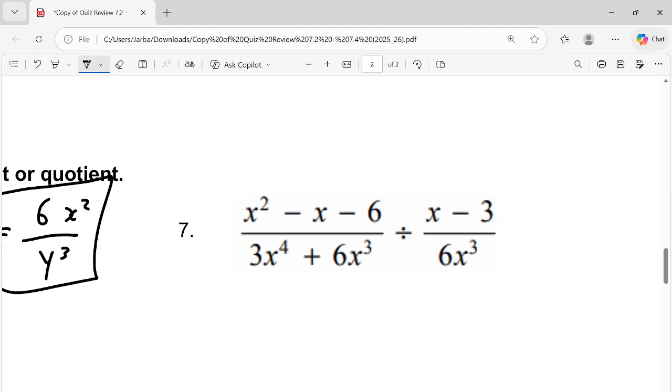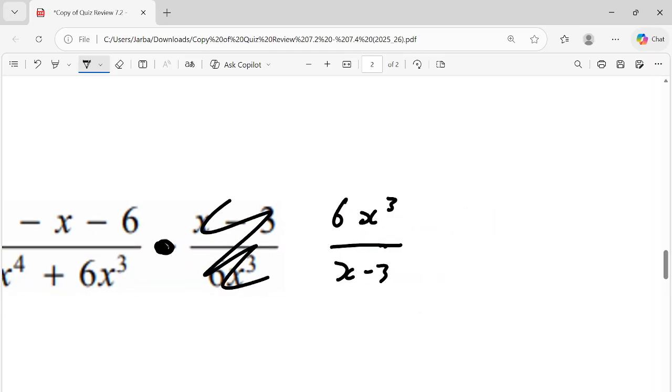Alright, now we are dividing, right? So this is going to be the same thing as, or actually, I'm not going to rewrite the whole thing. This is the same thing as multiplying by 6x cubed. Wait, I gotta see what it was. 6x cubed over x minus 3. Same thing as multiplying by it, right? Okay.